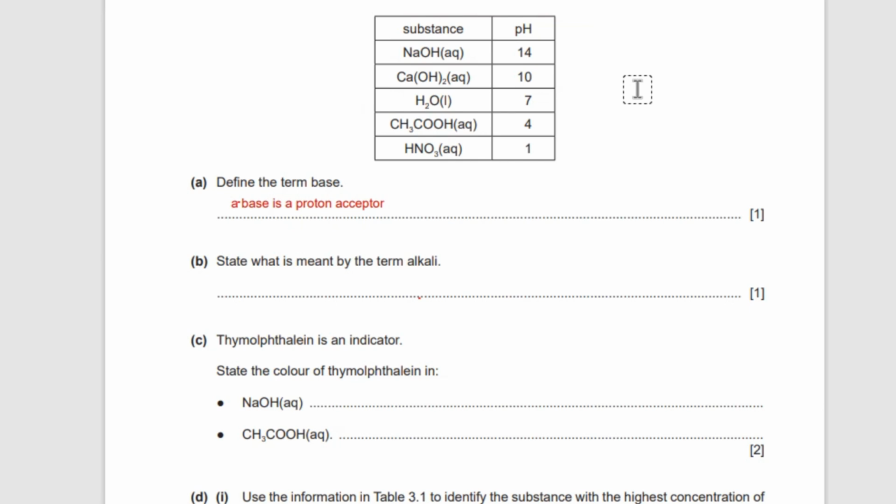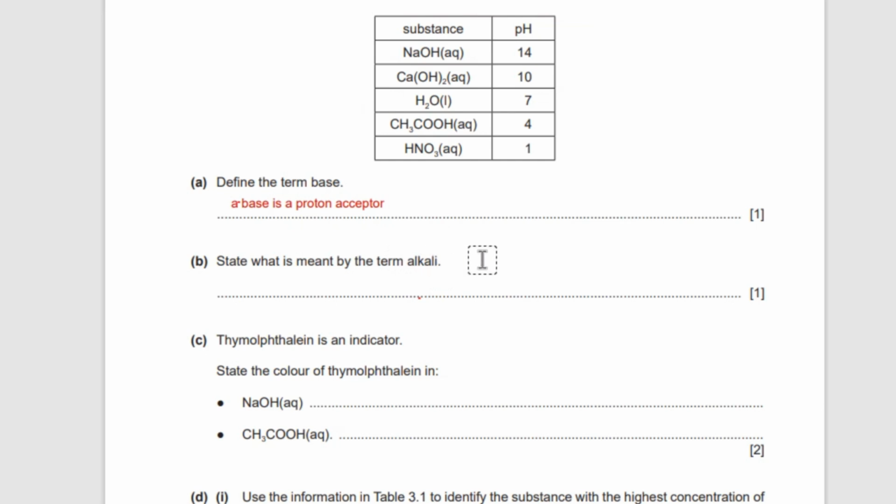So we move. B, state what is meant by the term alkali. Okay, alkali is a term used to describe a base that dissolves in water. So if you put a base in water and it dissolves, then we say such a base is an alkali. Okay, so some bases, you put them in water, they won't dissolve. But the hydroxides of group 1 metals are good examples of an alkali.